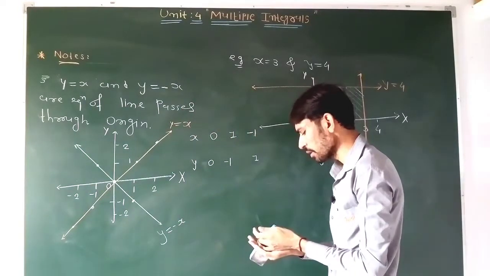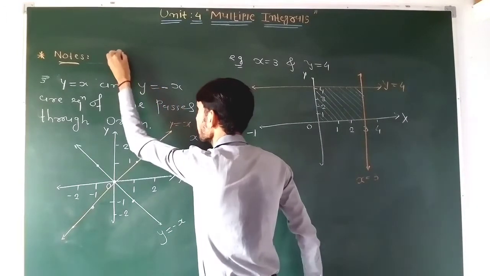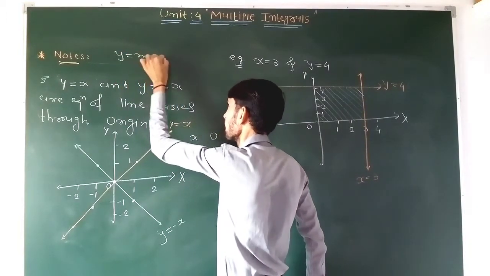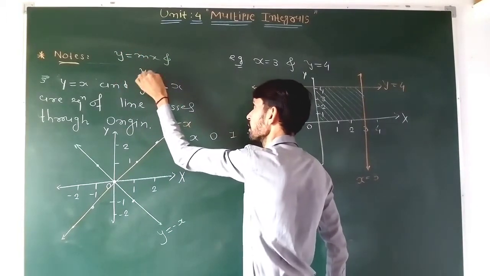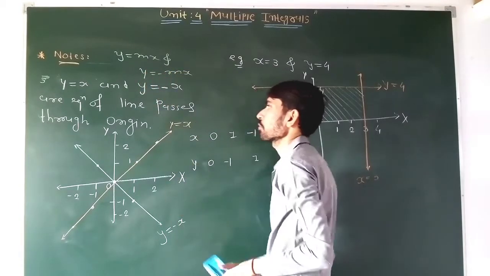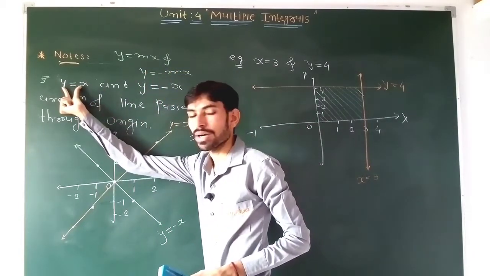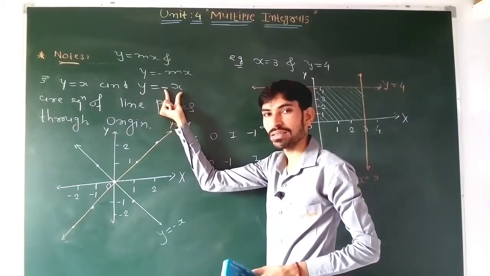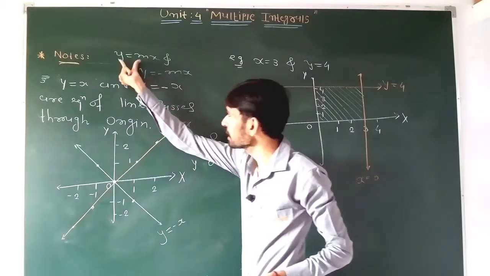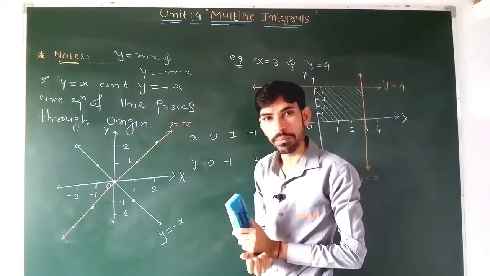So here the general equation of this is y is equal to mx and y is equal to -mx. મિત્રો જ્યાં પર્ટિક્યુલર એક્ઝામ્પલ લખેલા છે y is equal to x અને y is equal to -x. જનરલ ઇક્વેશન લાઈનના છે y is equal to mx and y is equal to -mx.